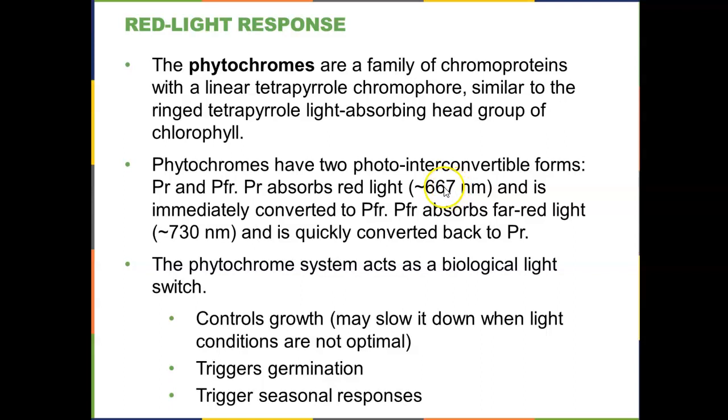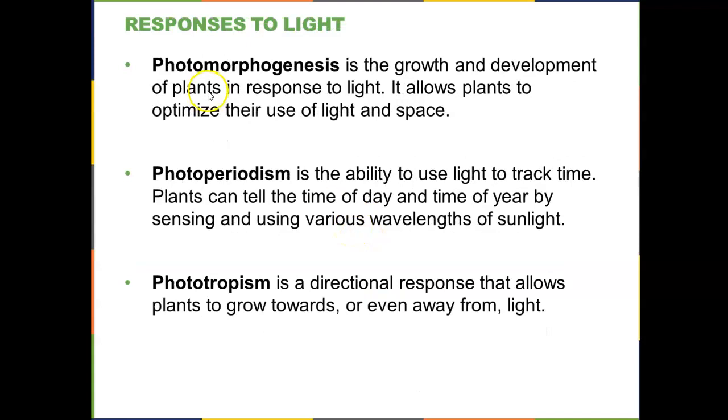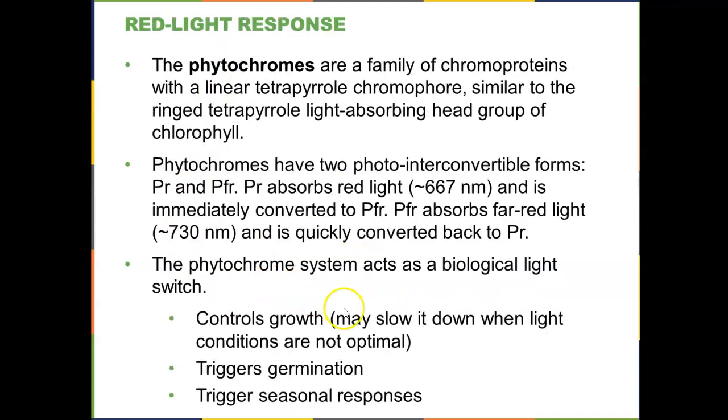Red is 667 nanometers, around that wavelength, while far red, so getting over into the infrared range, is about 730 nanometers. So phytochrome is a molecule that, when it's exposed to this wavelength of light right here, converts into one form, and when it's exposed to this wavelength of light right here, converts into another form. The phytochromes are used to regulate all of these processes right here to some degree, as well as things like germination and seasonal responses.